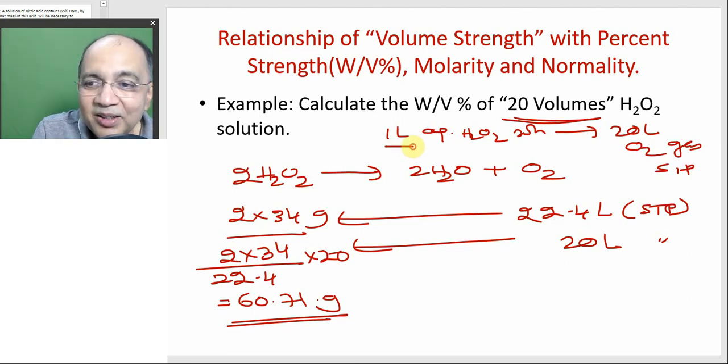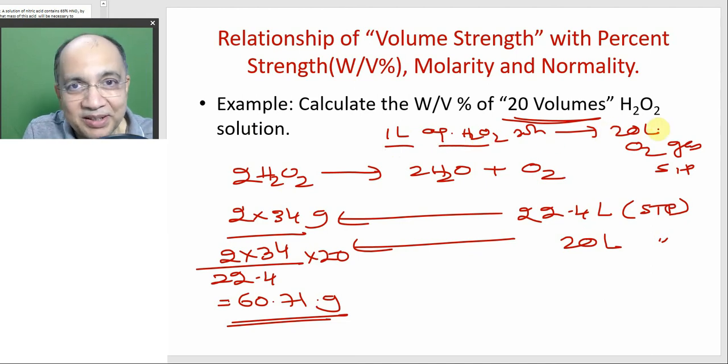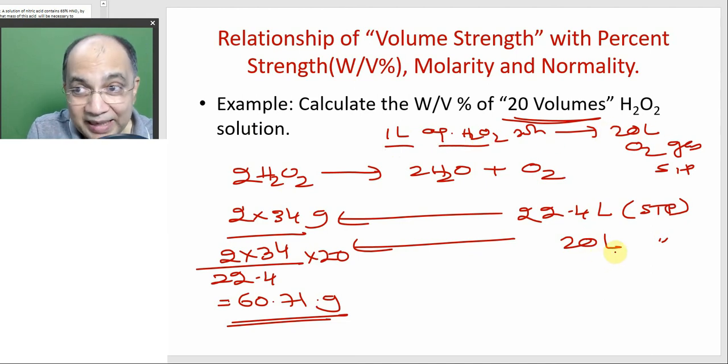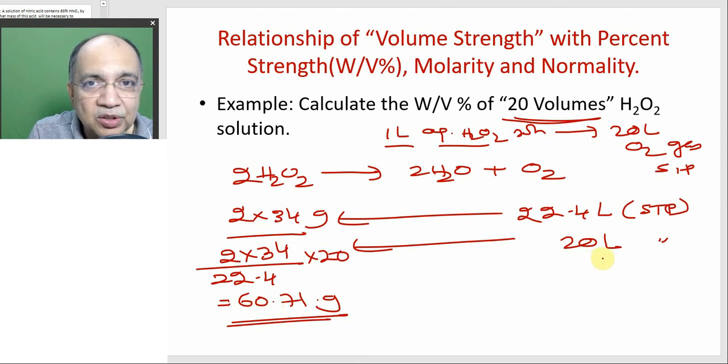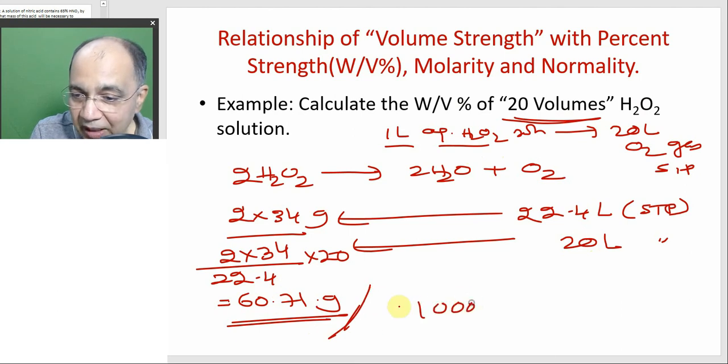Because 1 liter of aqueous solution produces 20 liters of oxygen. And we have taken this 20 liters gaseous volume to find the mass of pure H2O2 present in that sample which has produced this much. So that sample must have a volume of 1 liter because 20 volumes means 1 liter will produce 20 liters. 1 liter aqueous solution will produce 20 liters gaseous oxygen. 1 milliliter, 20 milliliters. 1 gallon, 20 gallons. So this must be present in 1 liter or 1000 ml of aqueous H2O2.